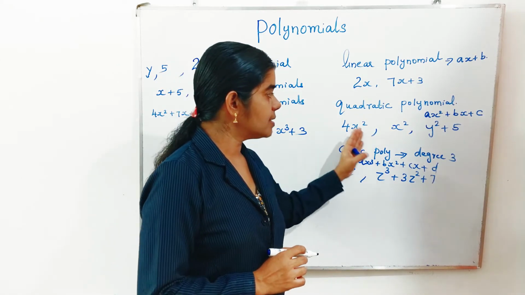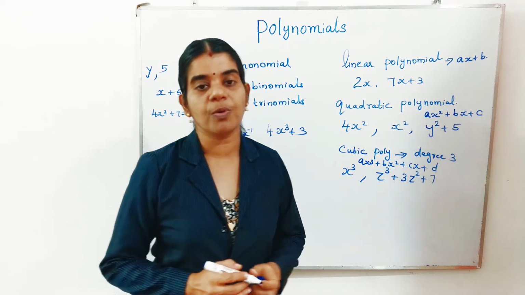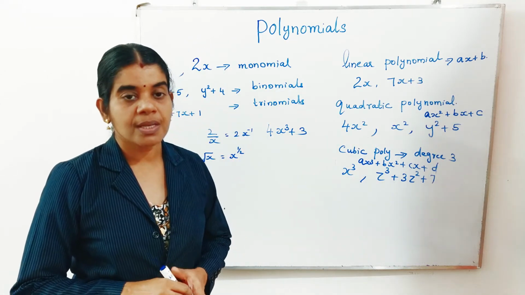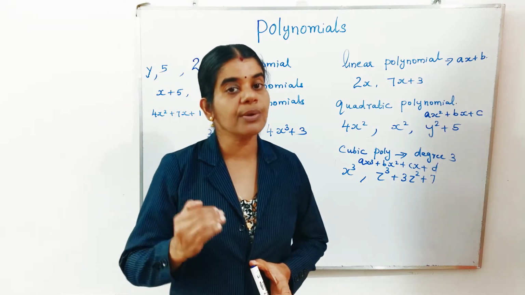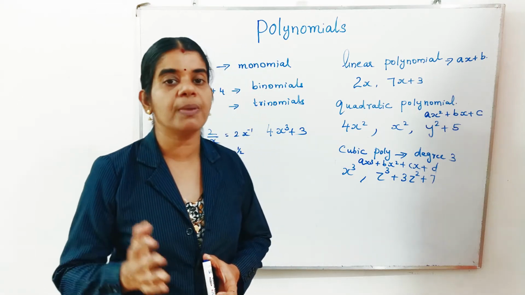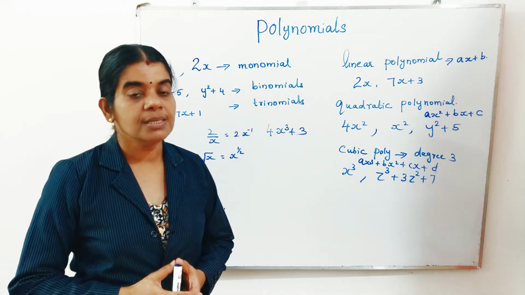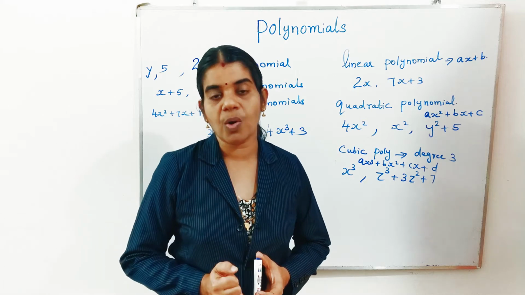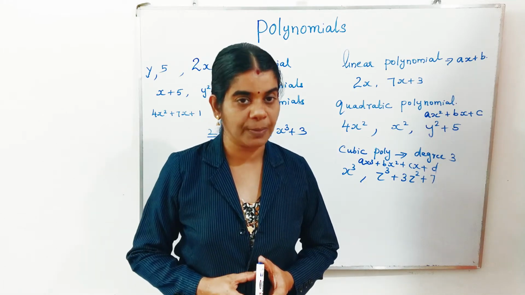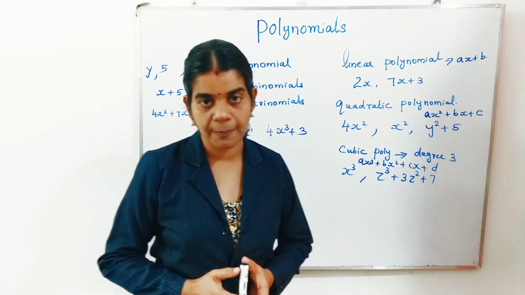This will be the general form or standard form of a cubic polynomial. Next we are discussing the zeros of a polynomial. What do we mean by zeros of a polynomial? Zeros means root or solution of the given polynomial. That is known as the zeros.